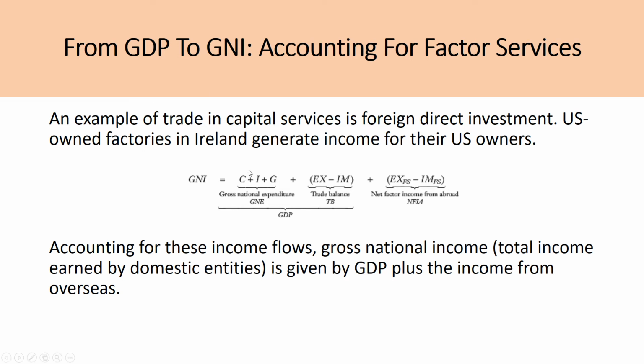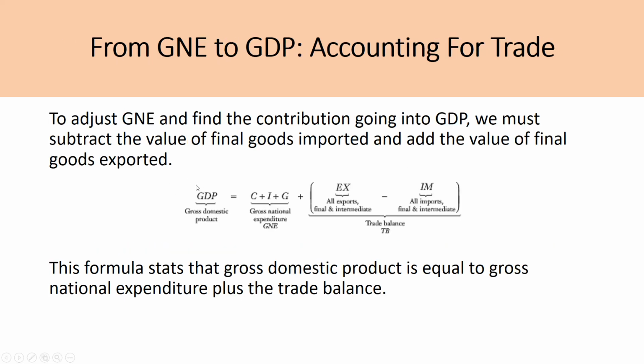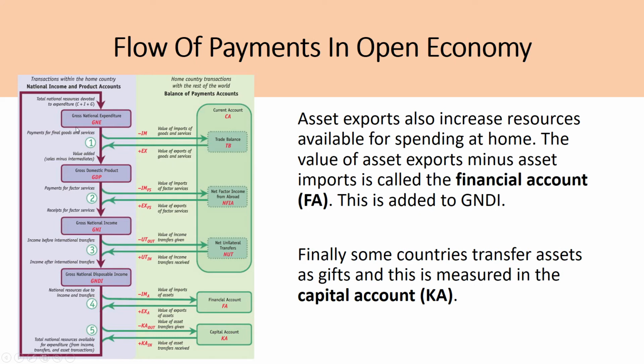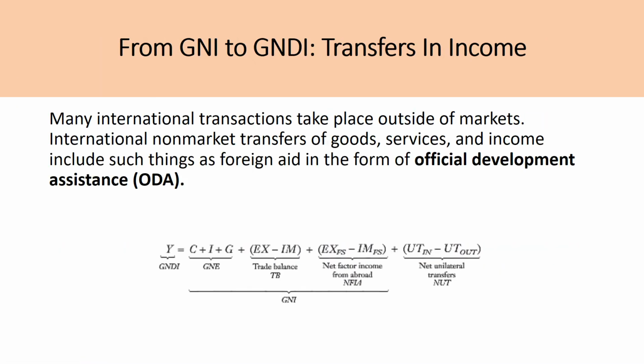So in addition to GDP, which is GNE plus the trade balance, you then add net factor income from abroad, and that gives you GNI. And I'll go back one more time just to show you. GNE plus TB equals GDP, GDP plus NFI equals GNI, and so on. And as you can see, then we'll add GNI plus NUT, and then GNDI plus FA plus KA, all the way back to GNE. So that's kind of the way we're following it.